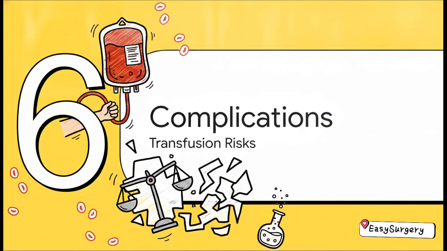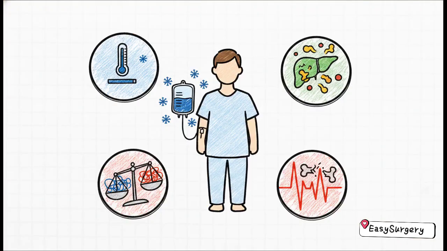Finally, Section 6, transfusion complications and coagulopathy. Giving that much stored blood that fast is life-saving, for sure, but it comes with severe risks. These complications are highly testable, so pay attention. First, rapidly infusing cold, stored blood instantly leads to hypothermia.